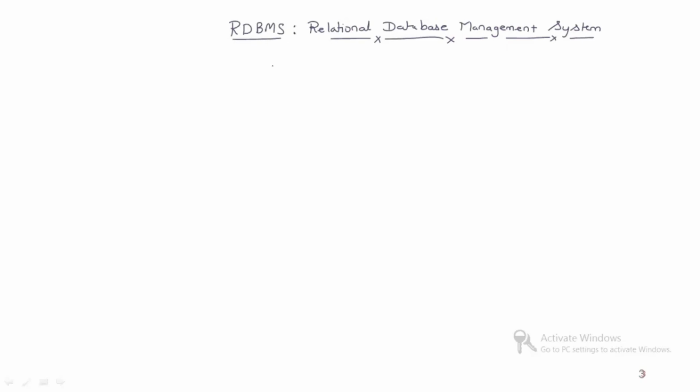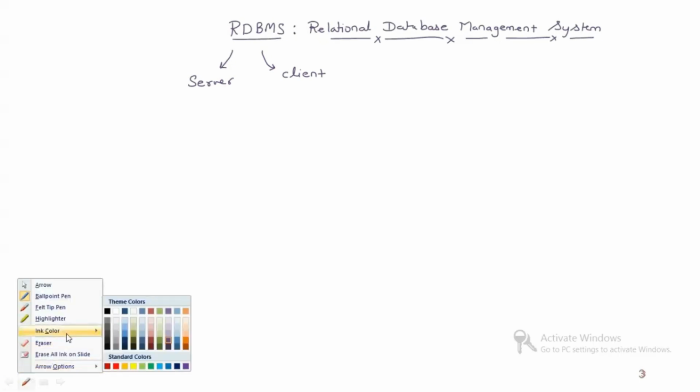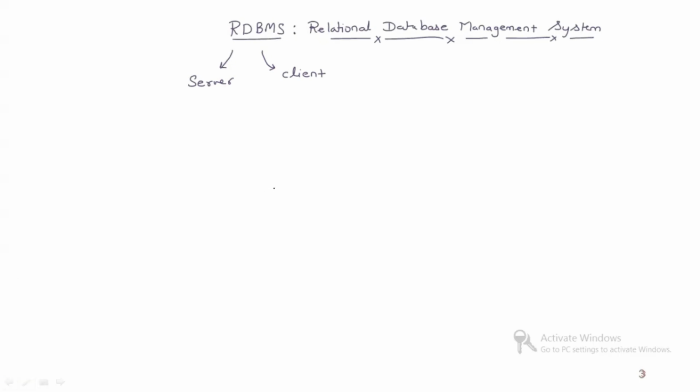Now, what is RDBMS? RDBMS is basically a particular technology tool which comes with two components. The first component is known as the server. The second one is known as the client. Now, what is server? What is client? Let's try to understand it. First of all, let's understand server. Now, server is basically the central data storage.